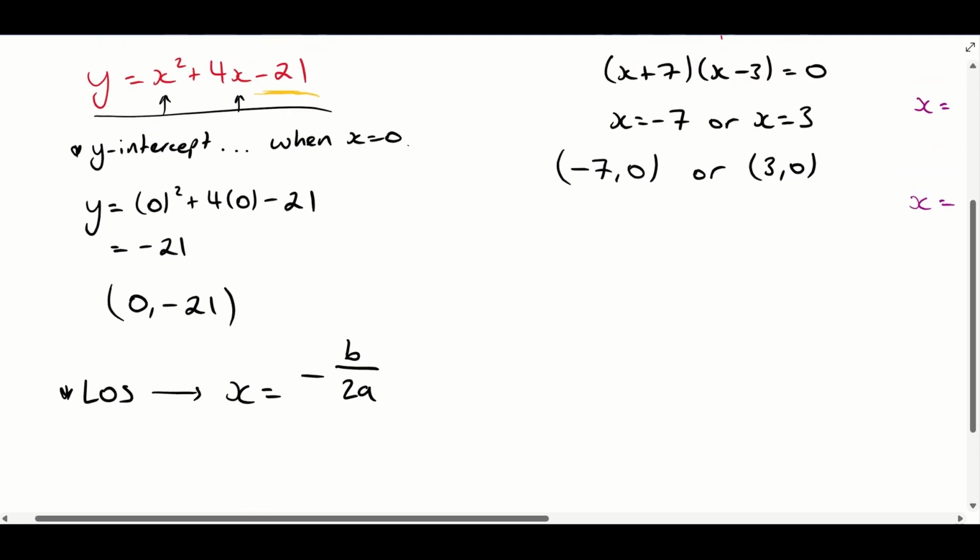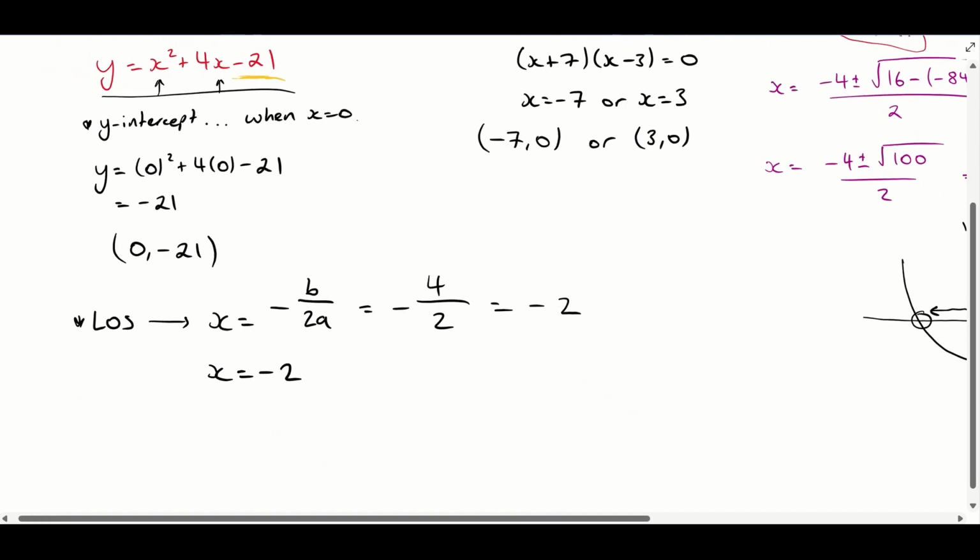So if we look at our equation, which again is just at the top of the screen there, negative b is negative 4, divided by 2 lots of 1 is 2, so negative 2. So when x is minus 2, I have a line of symmetry.